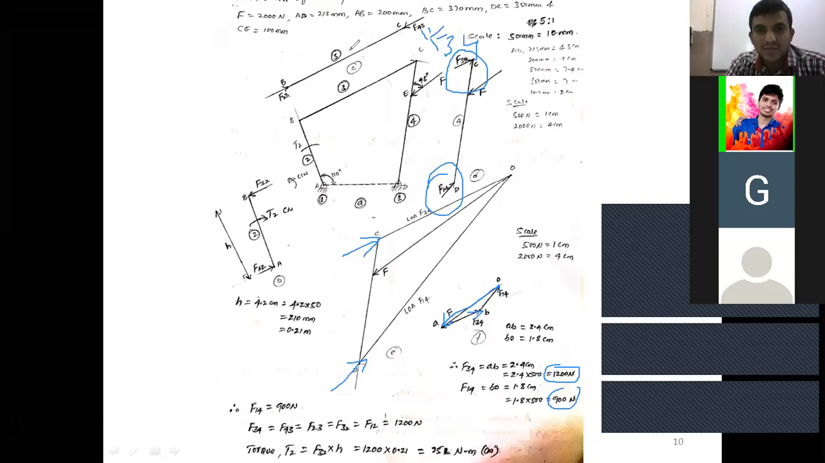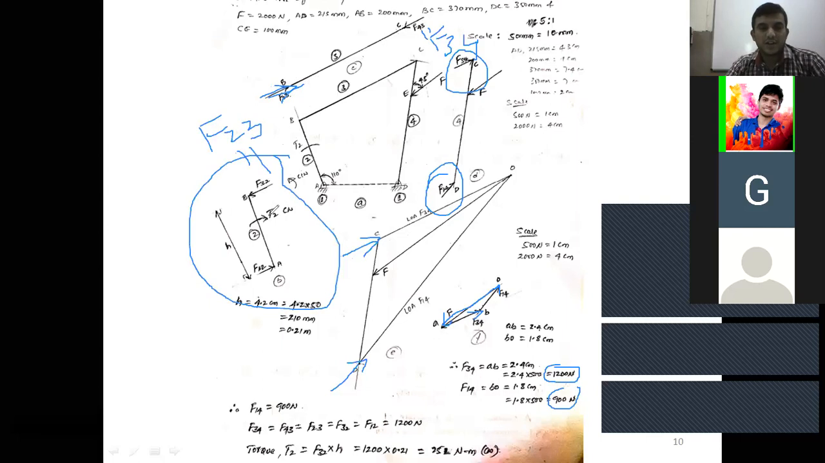Again, link 3 is subject to only two forces, right? And you make it equilibrium. Again, those two forces are equal. F43 is equal to F23, but acts in the opposite direction. Similarly, transfer that force at hinge B to link 2. F23 is equal to F32, right? This force is equal to F32, but acts in what? Opposite direction.